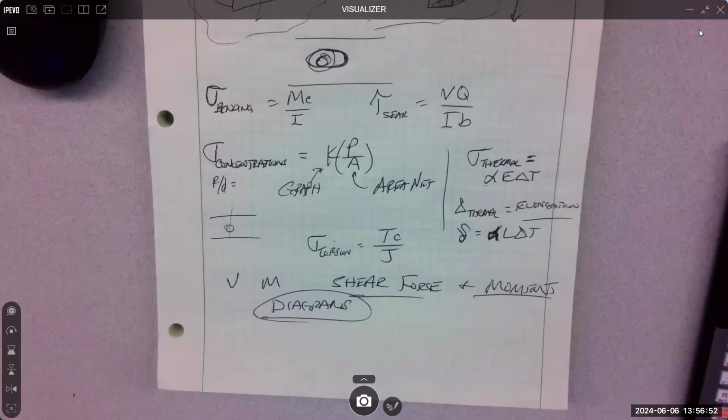Remember, you can get the moment, the maximum moment, if you can match it to one of the formulas in the back. There's moment equations in those formulas. So you wouldn't even have to draw the diagrams if you can match it. But it's got to match perfectly. Don't be doing that if it doesn't match.